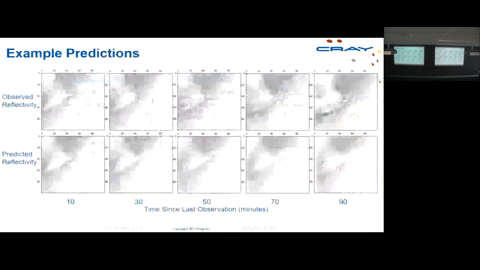The top row is the observed output. This is what actually happened. And you can see it has more detail, but largely follows the same pattern for about 90 minutes that our predictions did, with, of course, higher accuracy 10 minutes from now than an hour and a half from now.